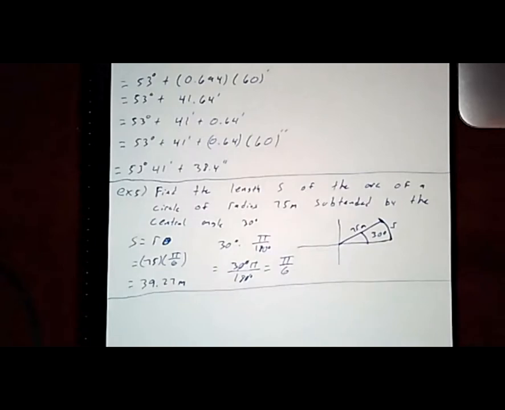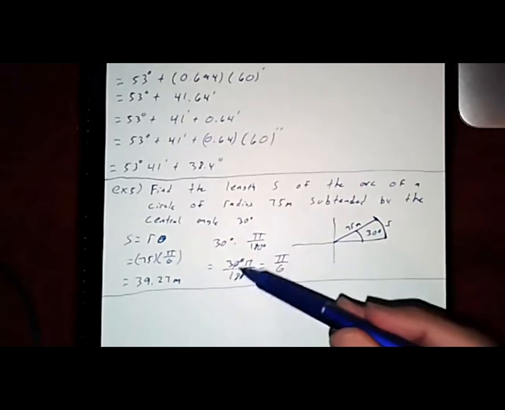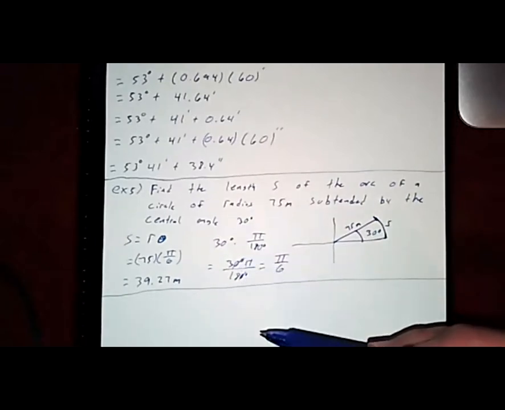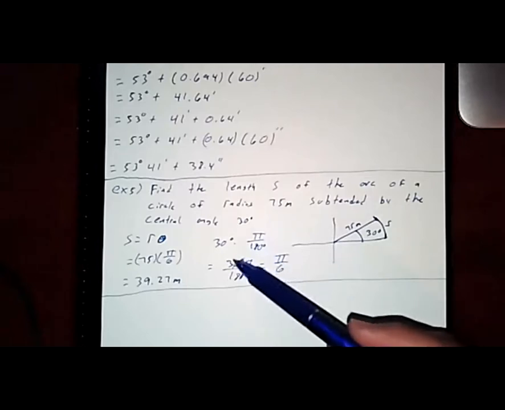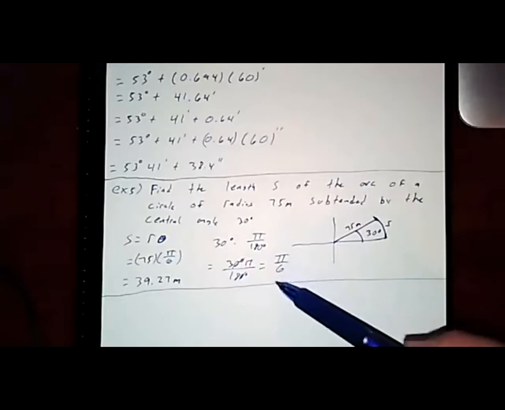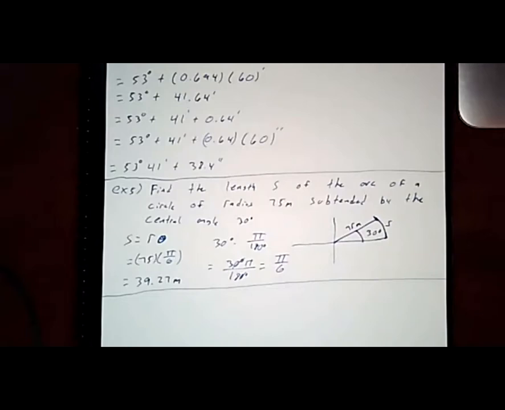Wouldn't it be 30 divided by 180? Yeah, 30 divided by 180. That's correct. Not 180 divided by 30? Yeah, that's what we wrote, right? 30 divided by 180. Okay, thanks. Right? 30 cancels out, leaving you with pi over 6. Just 30 goes into 180 six times. Does that make sense, or is that weird? No, that makes sense.